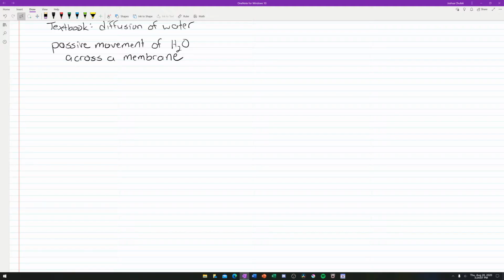Now, if I would have to define osmosis, here's how I would do it. The movement of water due to pressure changes. That's how I would define it. The movement of water due to pressure change. Okay, that's how I would define osmosis.